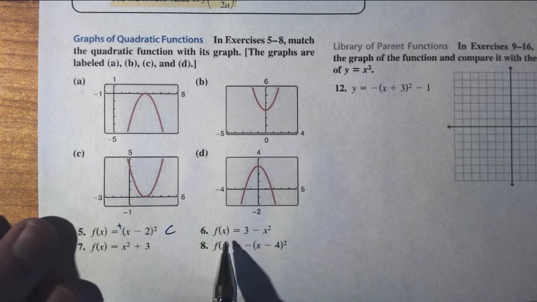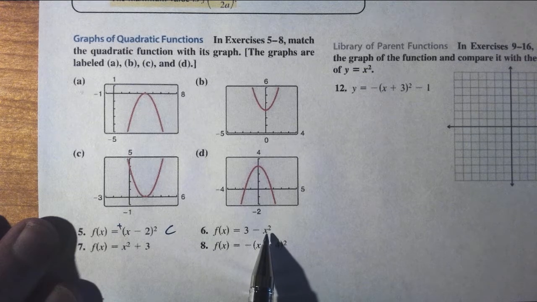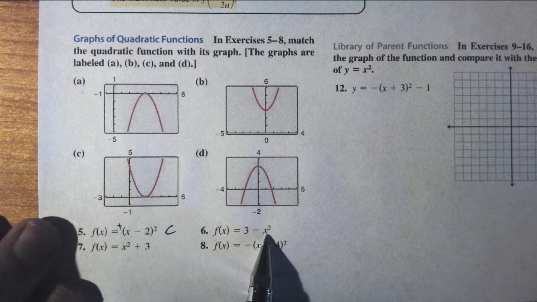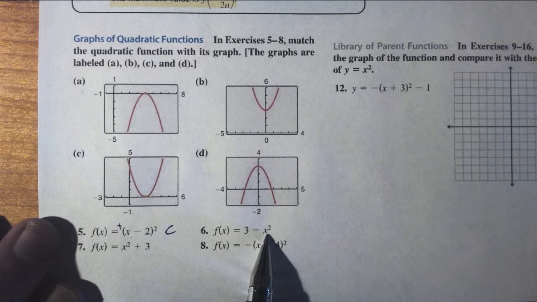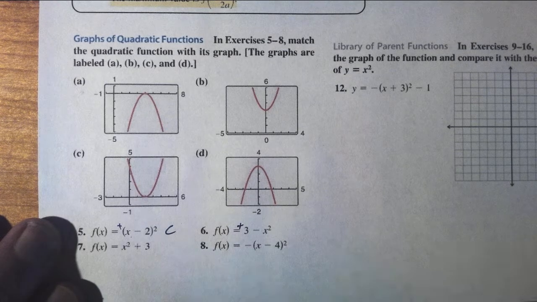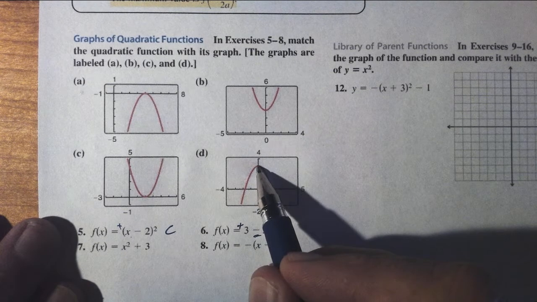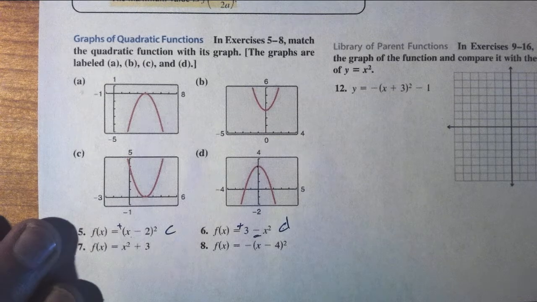Number 6, the x-value of the vertex is 0. I'm squaring here. To square 0, I need 0. So this graph is not shifted to the right or left at all. It is shifted up 3, and it does open upside down. Up 3, upside down, no right or left shift, D.